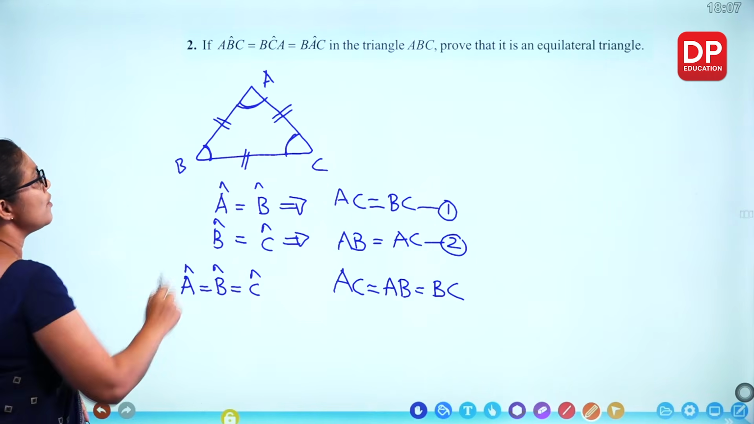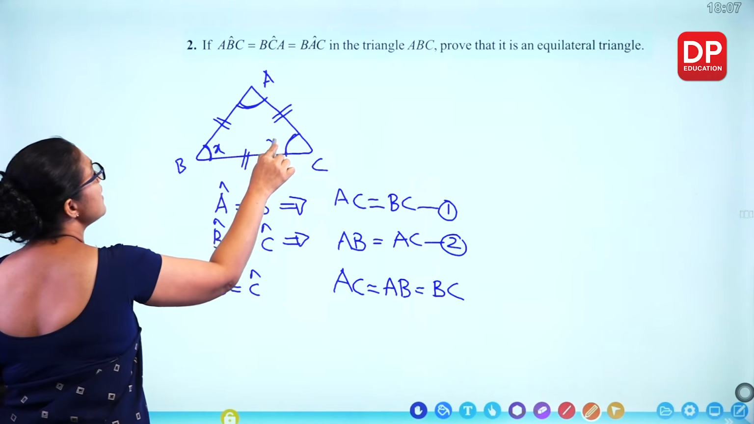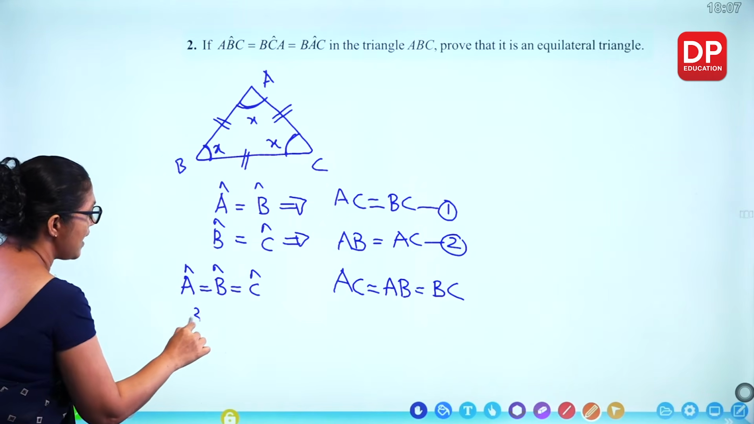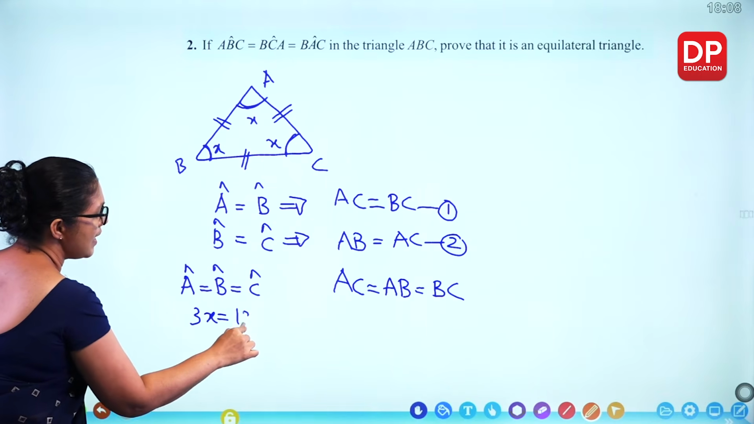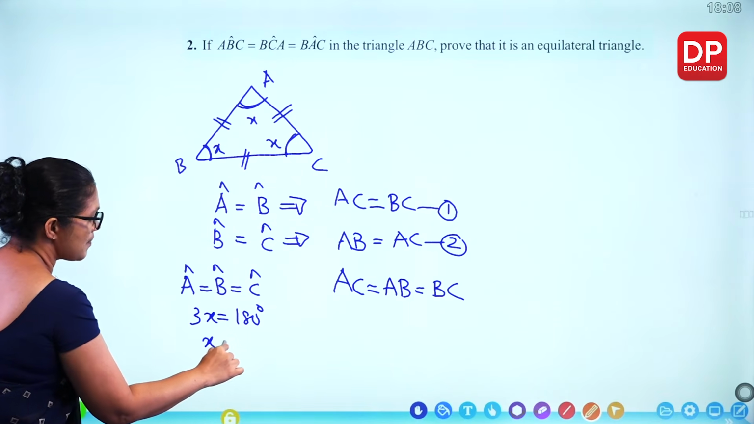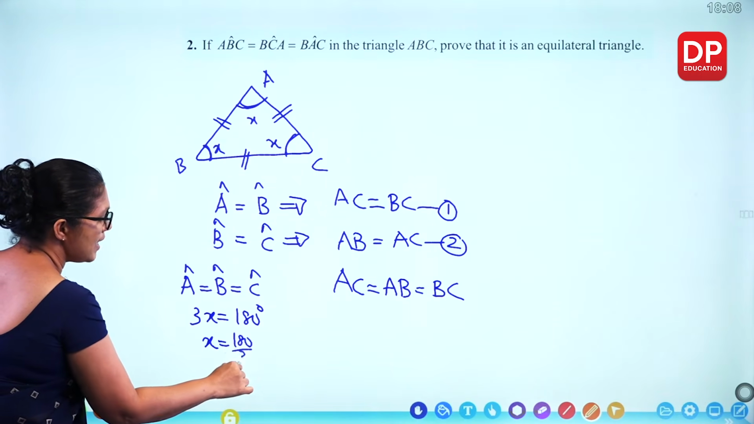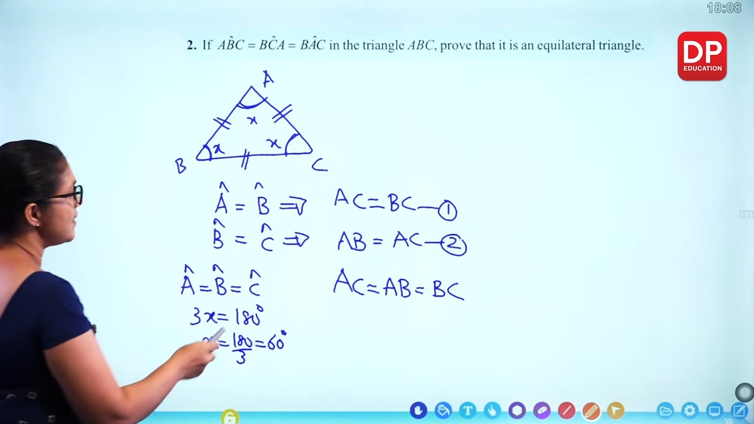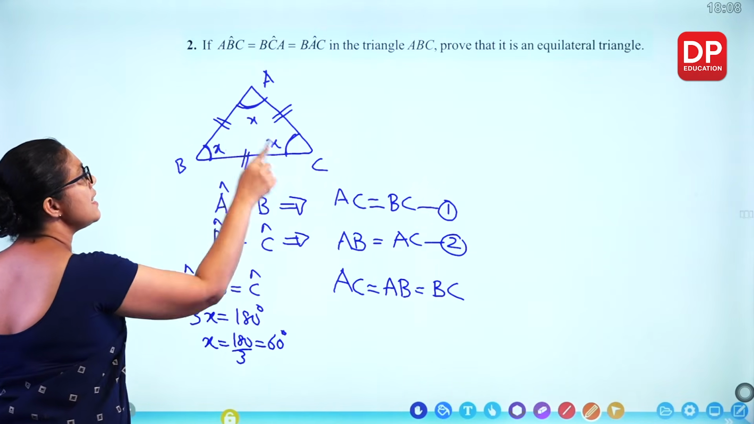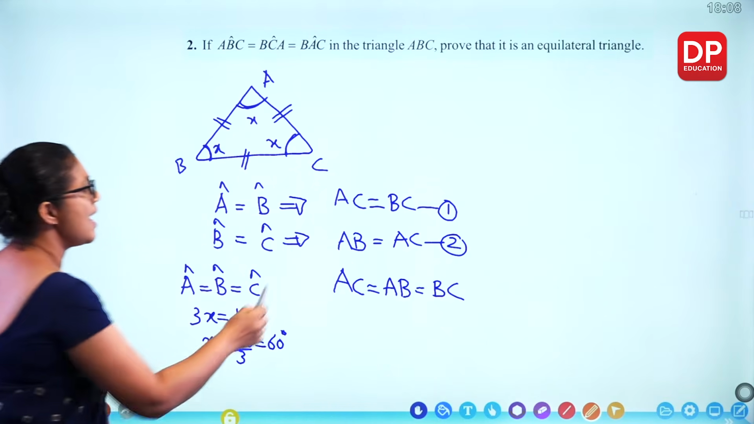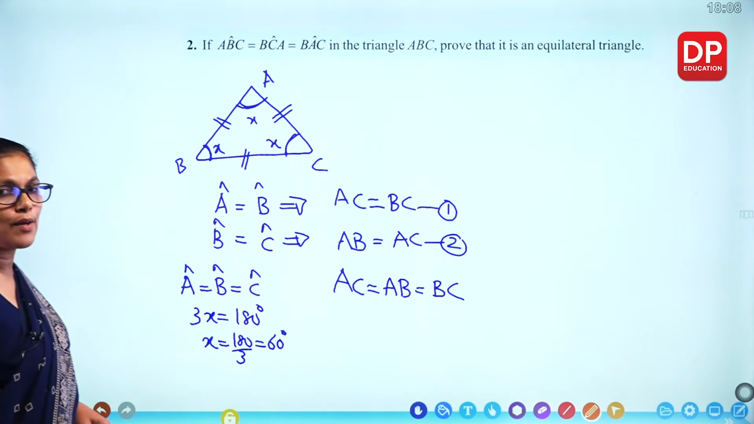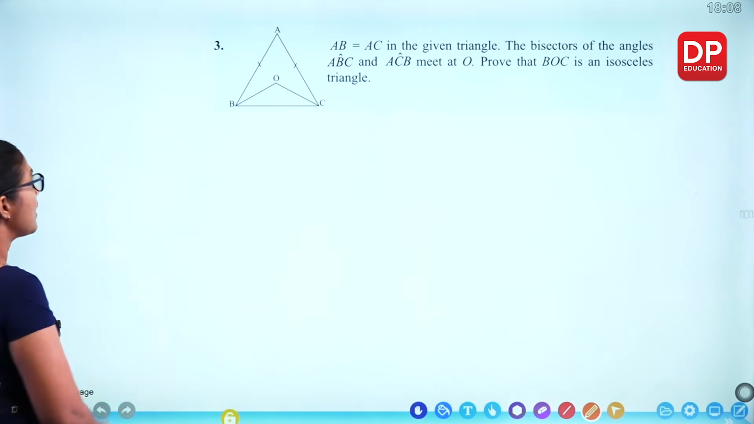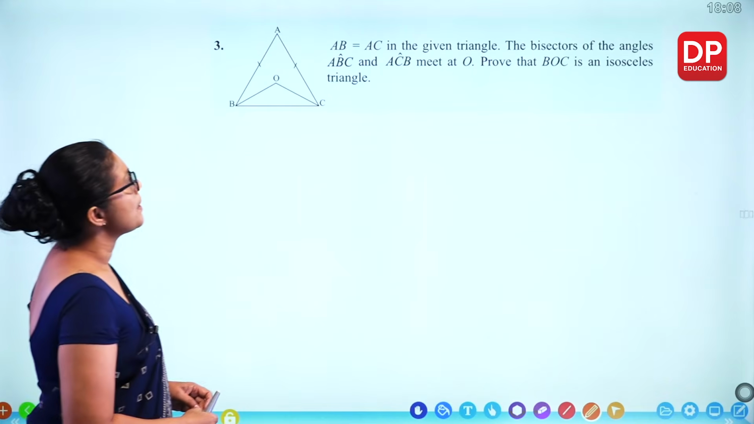So what's the value? If we put x as the angle, we can say 3x is equal to 180. x becomes 180 divided by 3. You get 60 degrees. So here we can prove that this is an equilateral triangle. Each angle is 60 degrees and all sides are equal. Now we'll look at the third question.